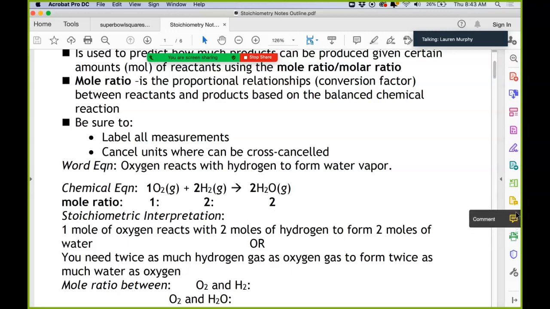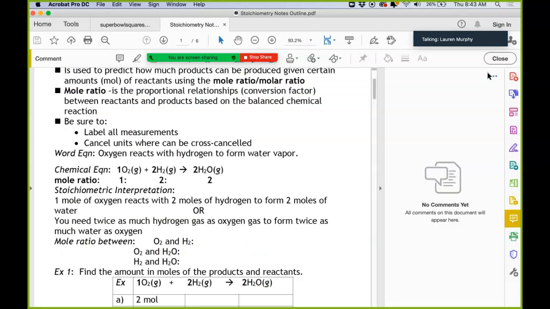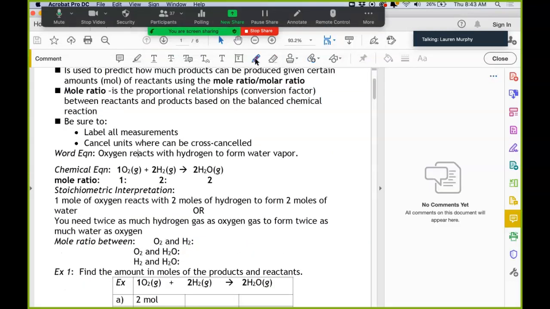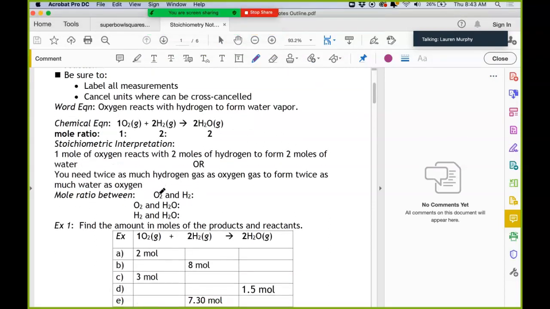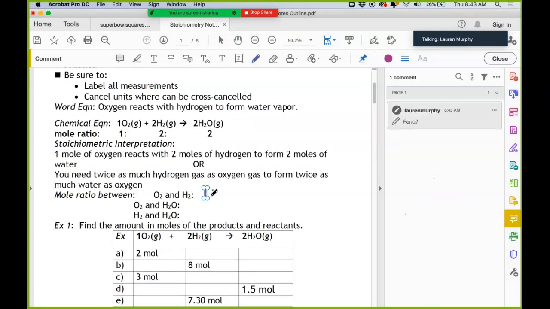So let's talk about the mole ratios between just 2 different substances instead of the whole reaction. I shouldn't say elements because we have a compound in there, right? Water's a compound. So what is the mole ratio between oxygen and hydrogen? Well, oxygen is 1, and then this is like a comparison, 1 to 2. A 1 to 2 ratio. That's how it's written. Okay? What about oxygen and water? Well, oxygen is 1 and water is 2. So this is a 1 to 2 ratio.